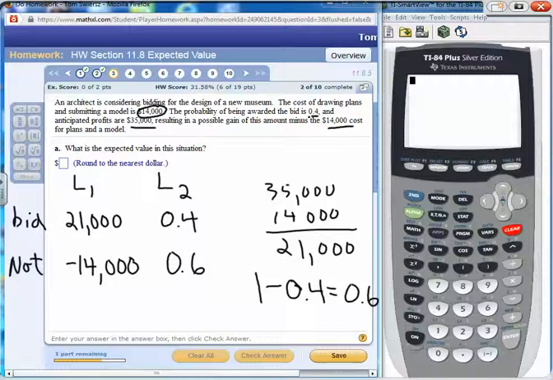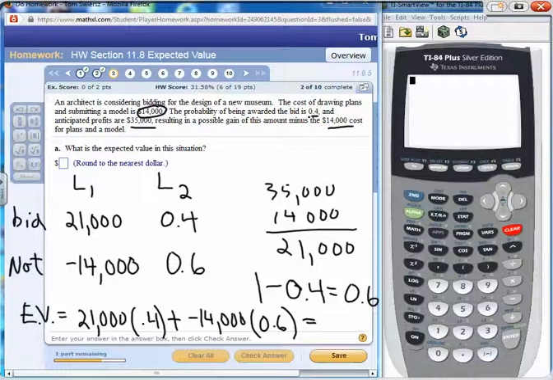Now, you can do the expected value just multiplying, or you can put it into a list. I'll do it both ways in a minute. The expected value is each outcome. So the first outcome is 21,000 times 0.4 plus a negative 14,000 times 0.6. And then we can go ahead and do that on our calculator.